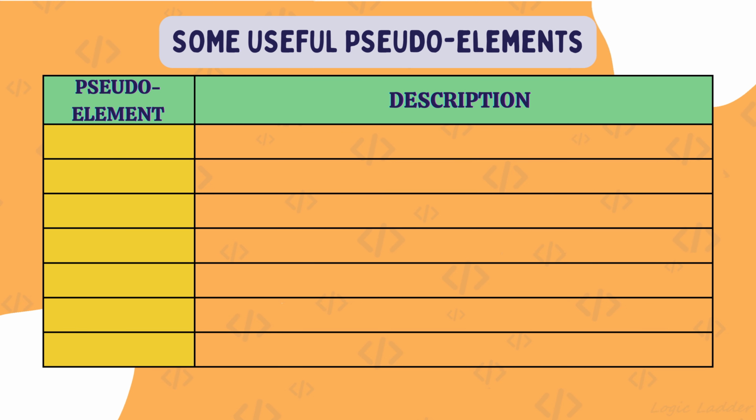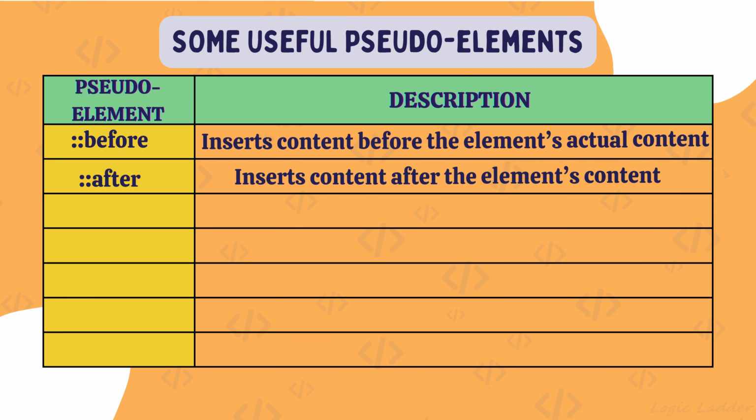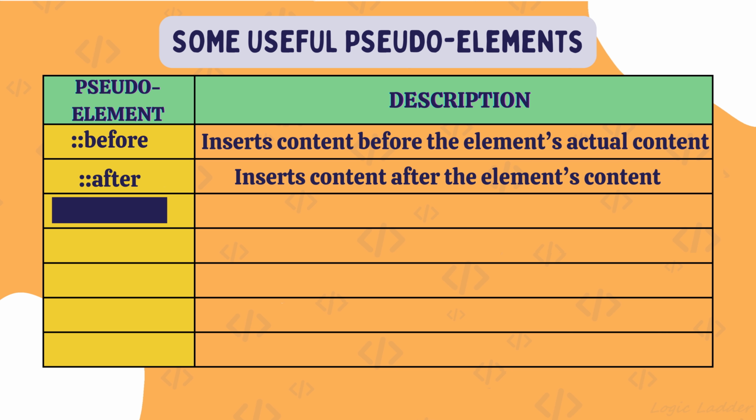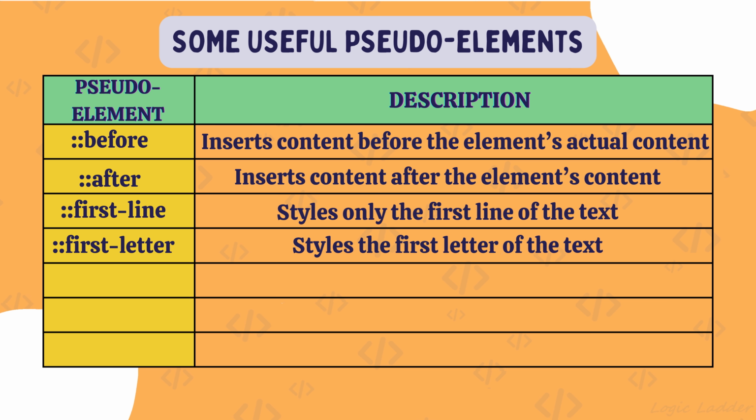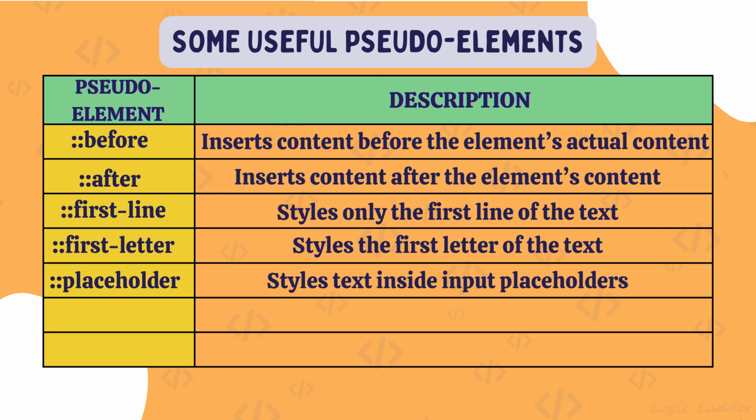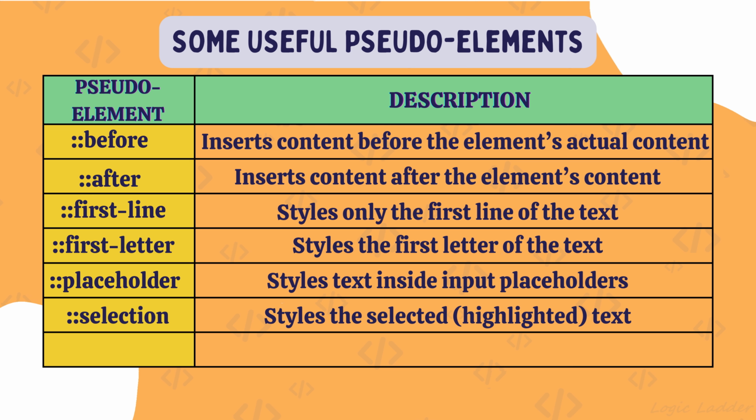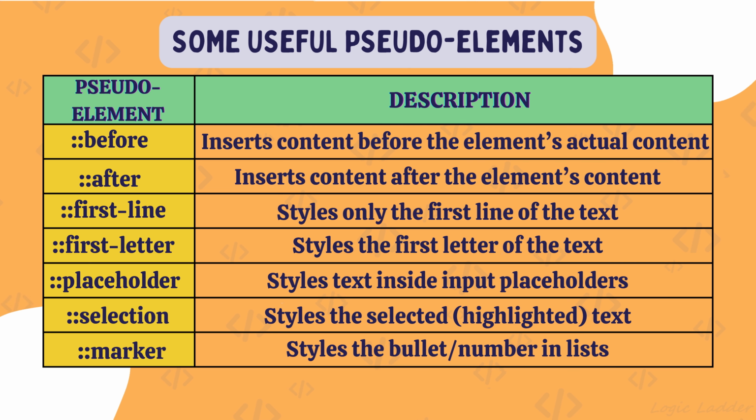Just like pseudo-classes help us style based on state, pseudo-elements let us style parts of an element. They give us super fine control without needing extra HTML. Let's see some of the pseudo-elements. Pseudo-elements before and after are used to insert content before or after the element's actual content. If you want to style only the first line or the first letter of the text, you can use first-line or first-letter pseudo-elements. The placeholder pseudo-element will help you to style the text inside input placeholders. Selection is used to style the highlighted text. If you want to style the bullets or numbers of the lists, you can use the marker pseudo-element.